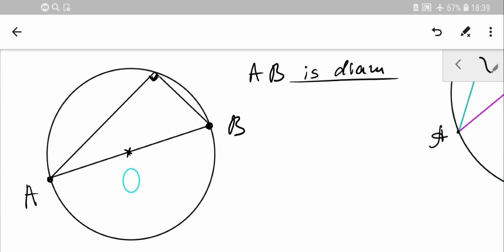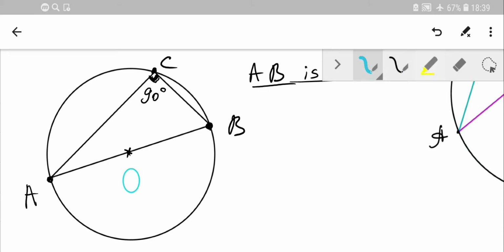In this case, the inscribed angle, basically the angle that goes from 2 points on the circle and touches a 3rd point on the circle, let's say C. And if 2 points A and B lie on the diameter, so basically chord AB is the diameter, in this case the inscribed angle will be 90 degrees. So how to prove that?